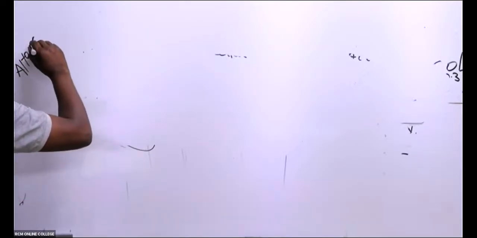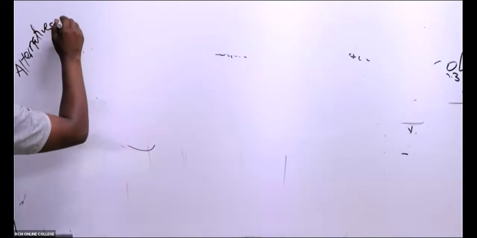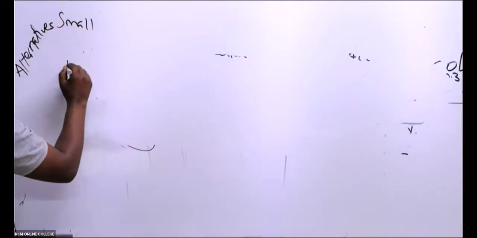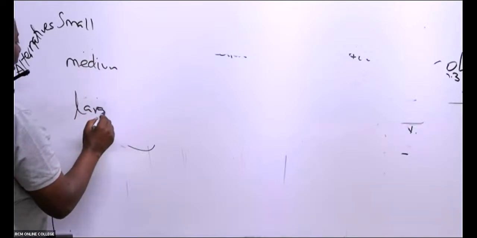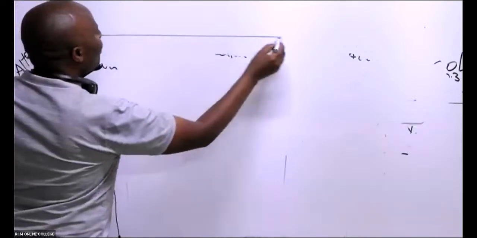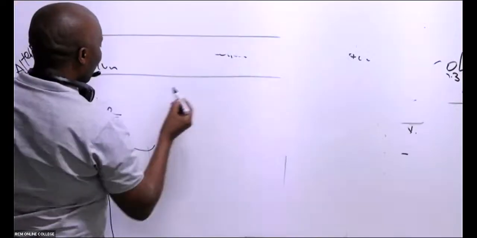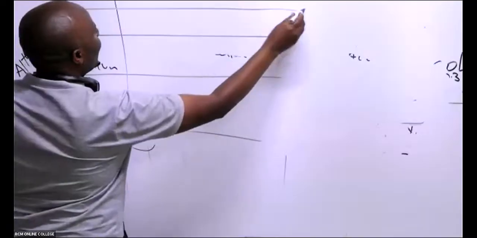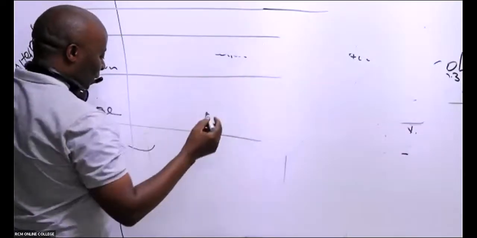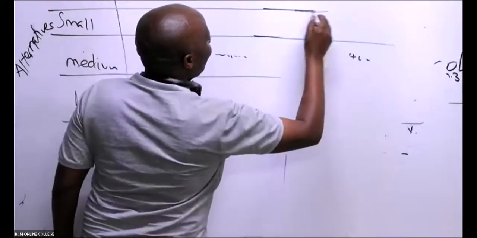Let me use my board very well. These are my alternatives: small, medium, and then we have what here, somebody? Large. Is there anybody who is able to see the probabilistic states of nature? What are our states of nature?